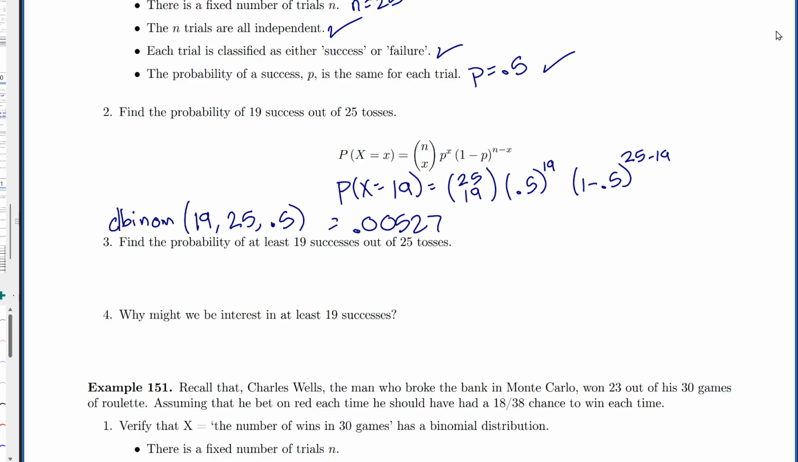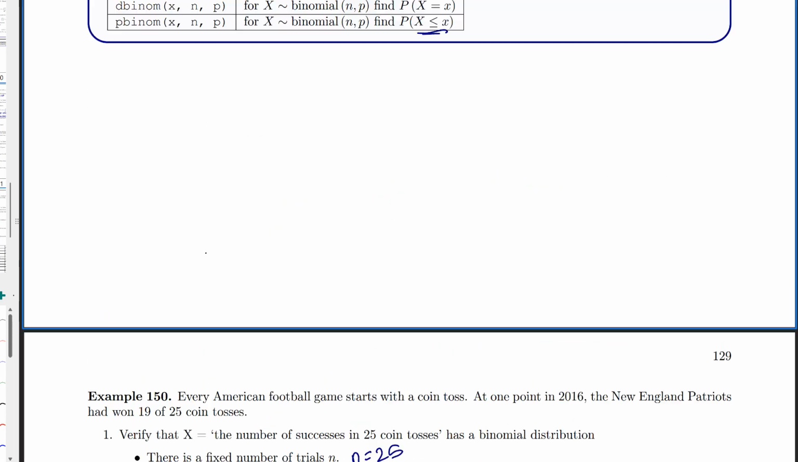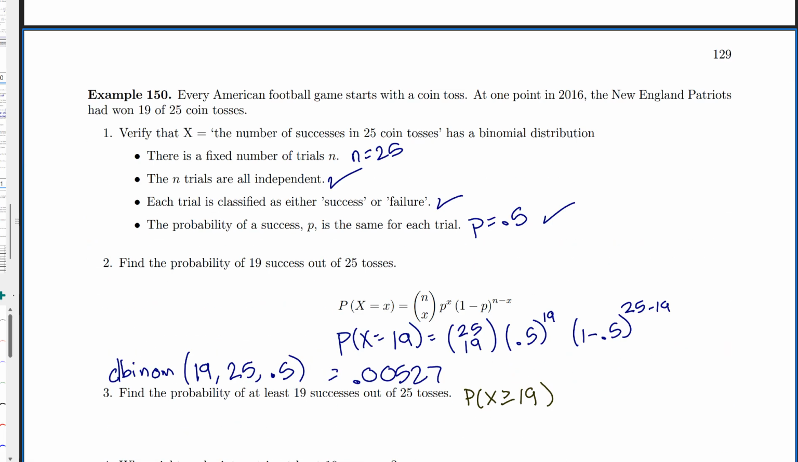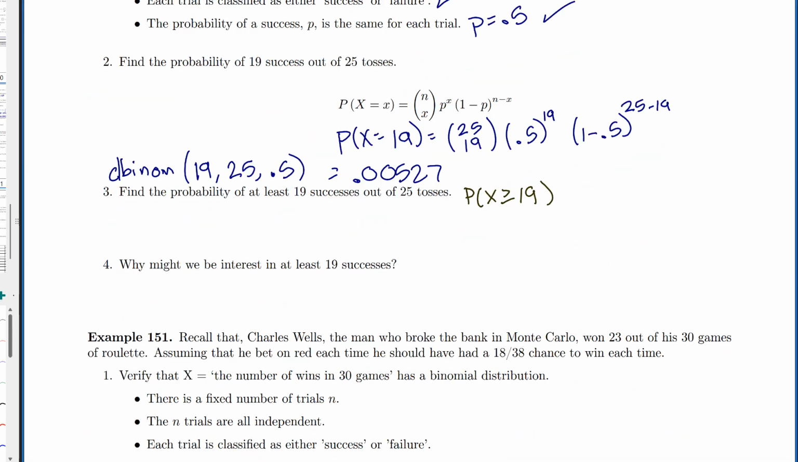Now let's find the probability of at least 19 successes out of 25 trials. So we're looking for the probability that X is at least 19. Okay. Now the problem is, if you go back and look at the way that our p-binom function works, it only gives you the probability that x is less than or equal to a specific value. Okay, the problem is I want it to be greater than or equal to 19.